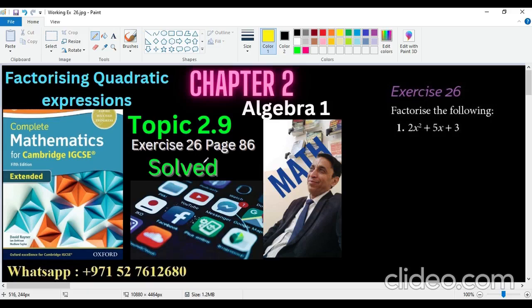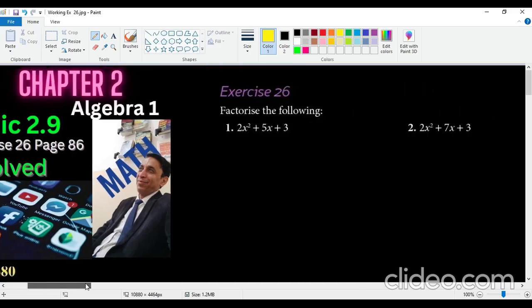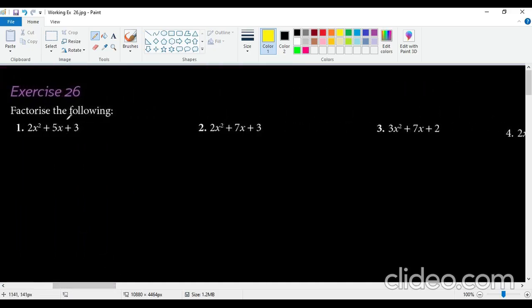This topic is about another way of factorizing quadratic expressions when the quadratic expression has a coefficient of 2 or 3 or any other number. In the previous exercise, as I told you, the coefficient of x square was not this or even this. It was just x square. So in this exercise, we are going to deal with quadratic expressions in which the coefficient of x square is not 1. Now, in this case, the same pattern is going to be followed.